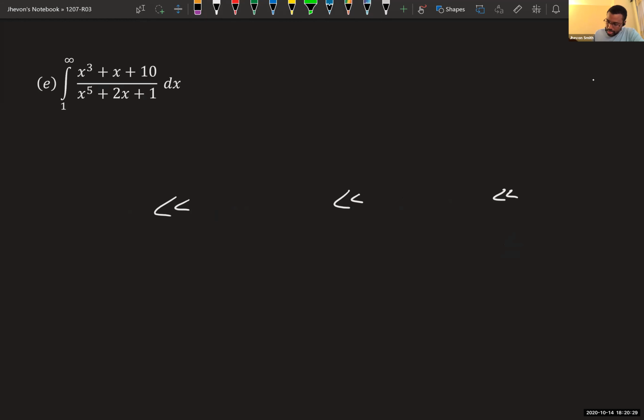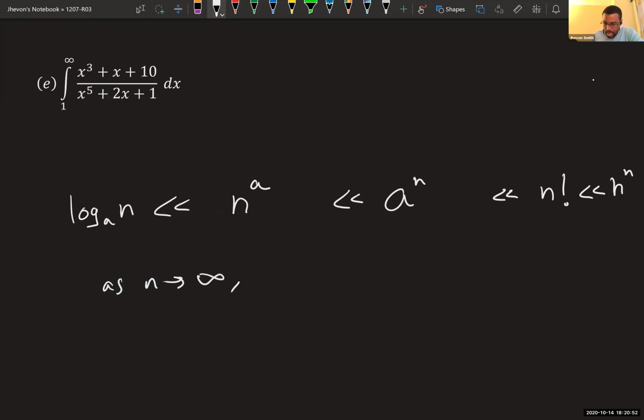So you can see the symbols. In general, let's say you're looking at log to the base a of n, that is considered to be smaller than n to the a, which is considered to be smaller than a to the n, which is considered to be smaller than n factorial, which is considered to be smaller than n to the n, as n goes to infinity and a is bigger than 1, right?